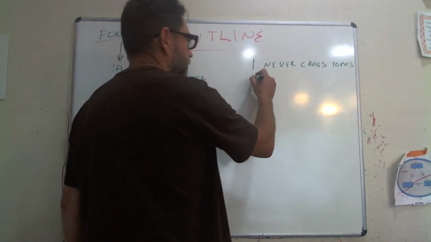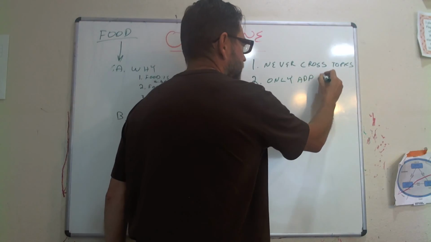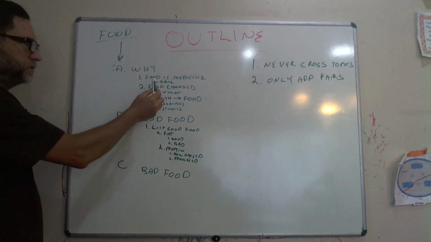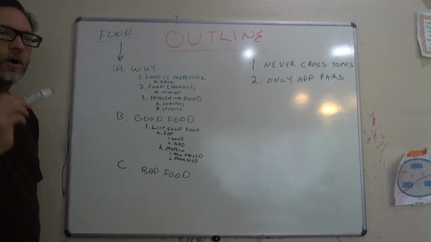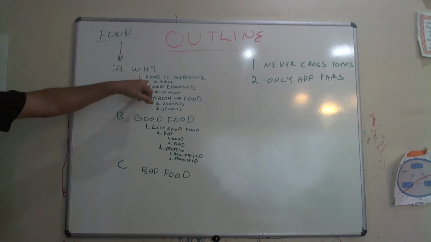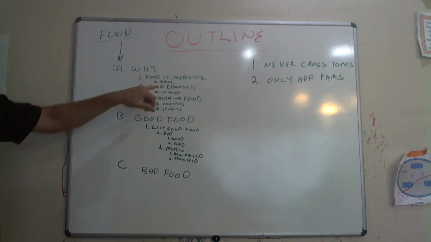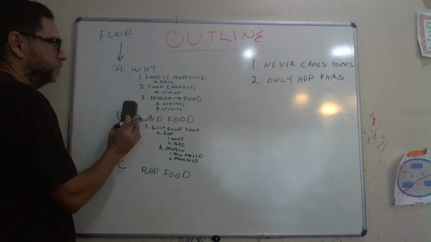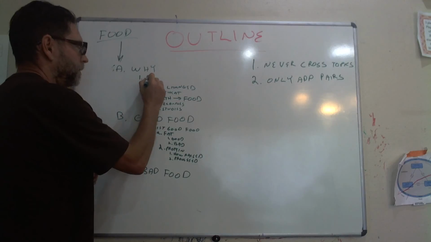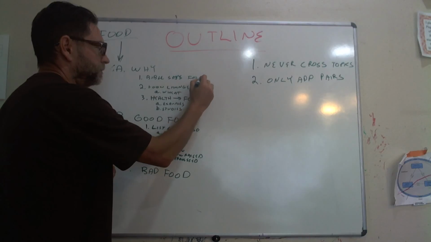Another rule is only add pairs. What do I mean by that? If I'm going to put something underneath as a subtopic, only do it if there's at least 2. For instance, this is not a good outline. Food is medicine because of the Bible. That's not a good outline. If you only have one thing, then you don't say food is medicine because of the Bible. You would say Bible says food is medicine.